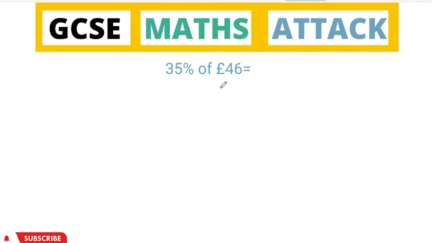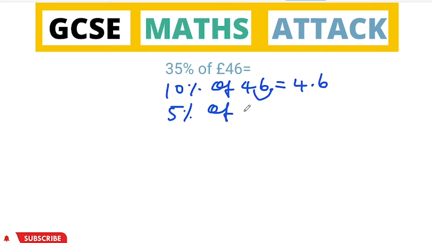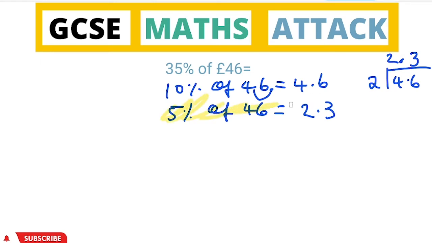35% of 46. The first thing you want to do is 10% of 46. So 10% of 46 is, here's my invisible decimal place, going to go back by 1, that's 4.6. 5% of 46 is half of 4.6. So I've got 4.6 and I'm going to divide it by 2. So 2 into 4 is 2. 2 into 6 is 3. So that's 2.3. We're going to need this, so I'm going to highlight this.